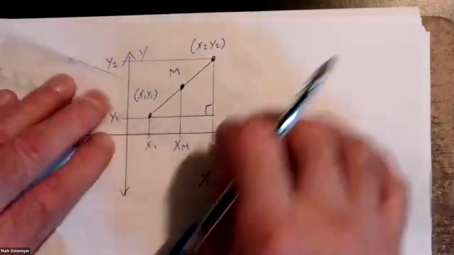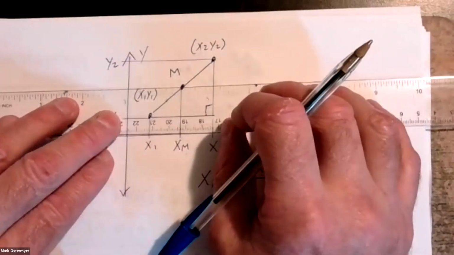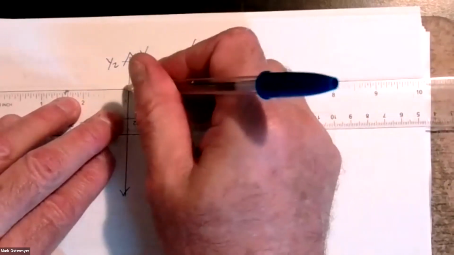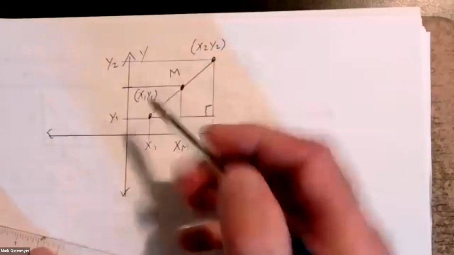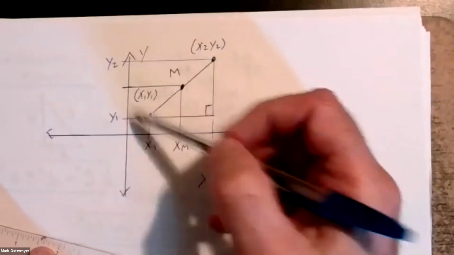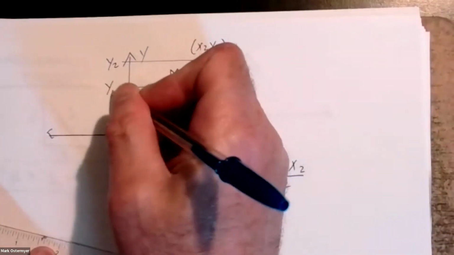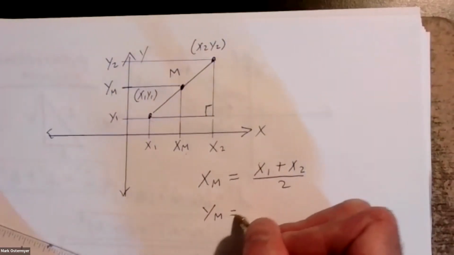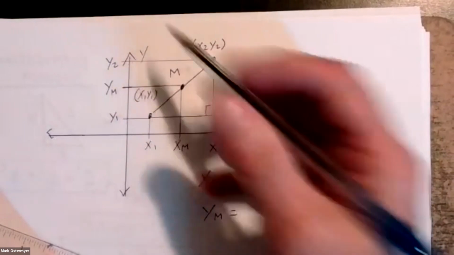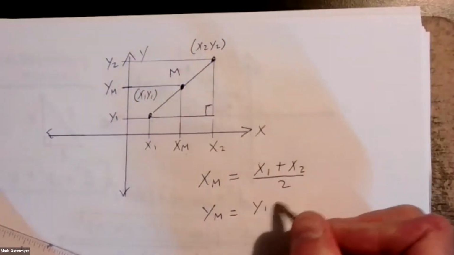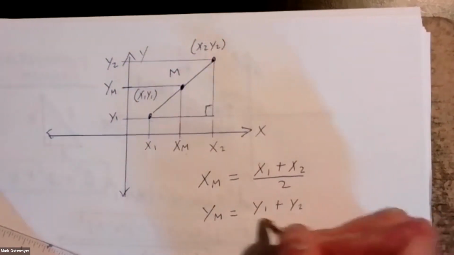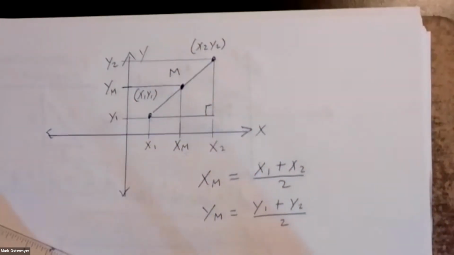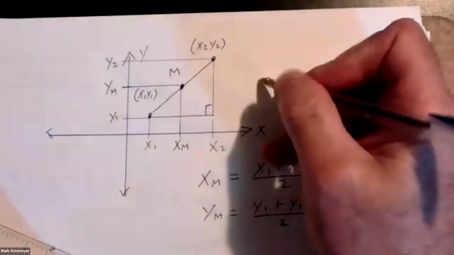In a similar fashion, the y coordinate of the midpoint is going to be the value halfway in between y1 and y2. I'll call it y sub m. And therefore, the y coordinate of the midpoint is going to be the average of y1 and y2. So that's to say we would add y sub 1 to y sub 2 and divide by 2. And there you go. We now have a midpoint formula.